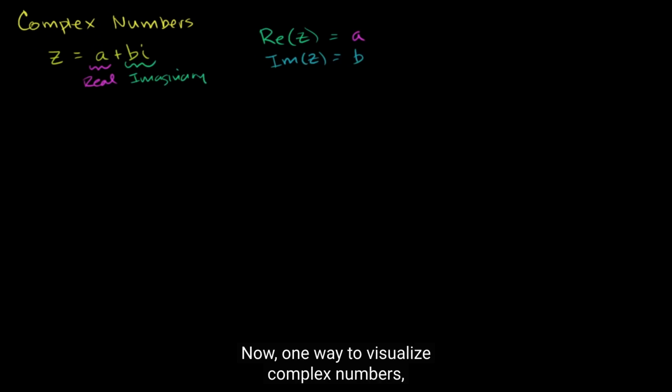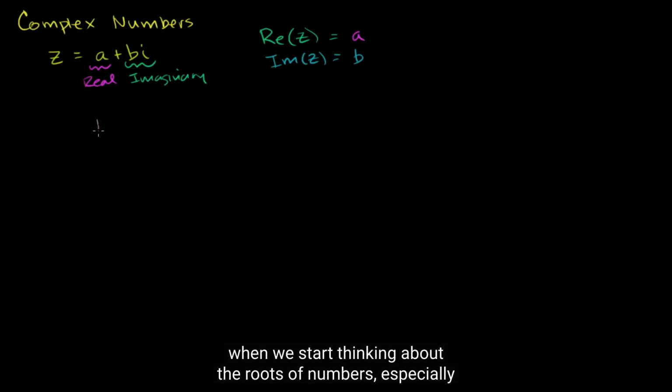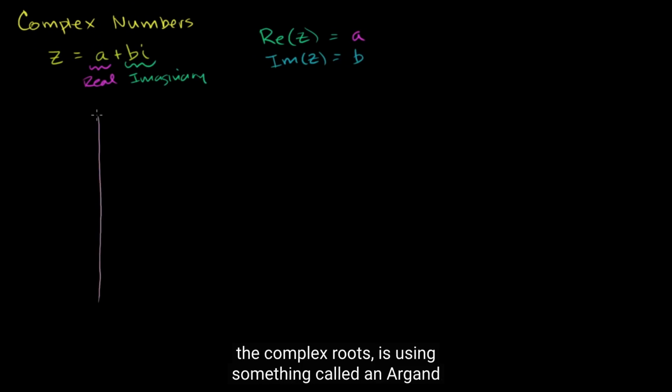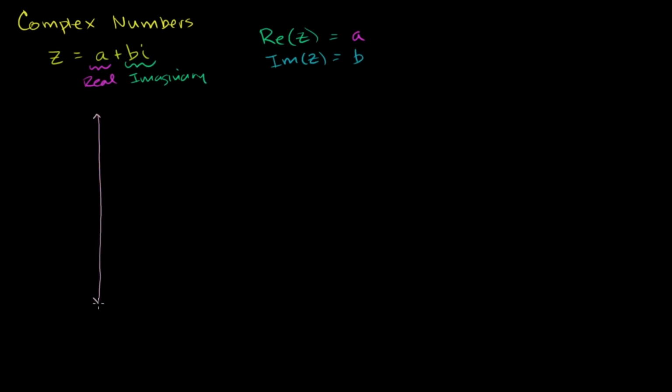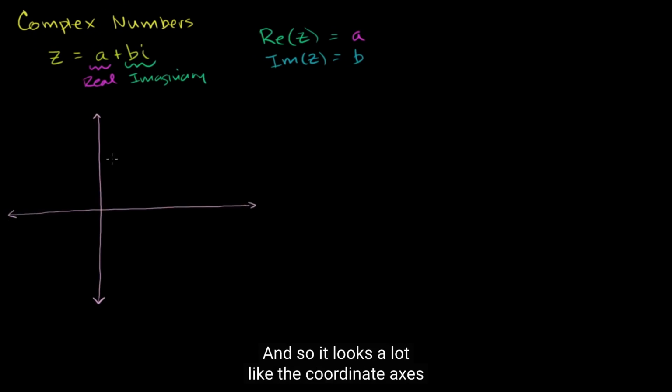Now, one way to visualize complex numbers, and this is actually a very helpful way of visualizing it when we start thinking about the roots of numbers, especially the complex roots, is using something called an Argand diagram. So it looks a lot like the coordinate axes, and it is a coordinate axis. But instead of having an x and y axis, it has a real and imaginary axis.